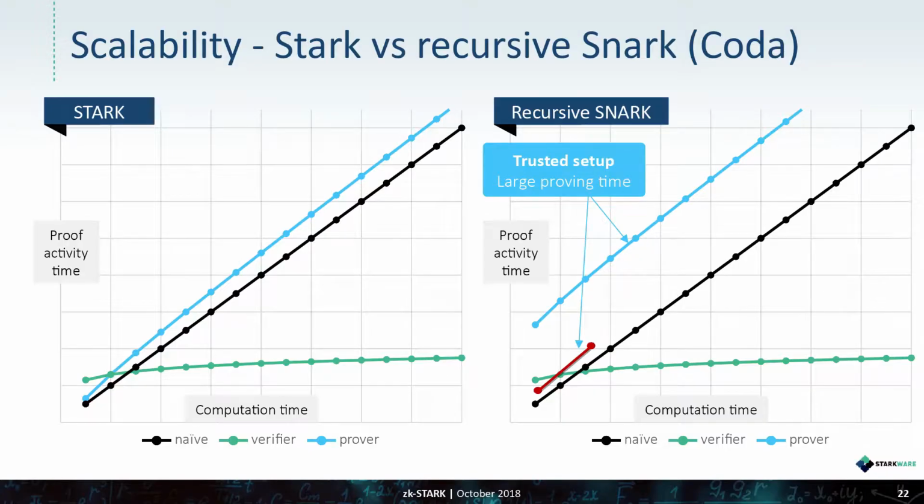The second technology that I want to mention, recursive Snarks, which is going to be deployed by Coda for scalability solutions, has a trusted setup, but it's a very short one. So in that sense, maybe it's not so bad. I mean, it's still a trusted setup, but short. It doesn't grow linearly with the computation size.